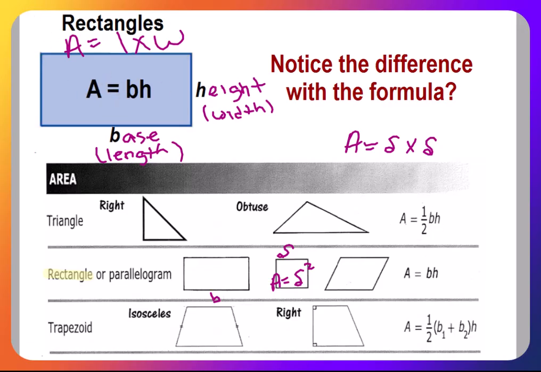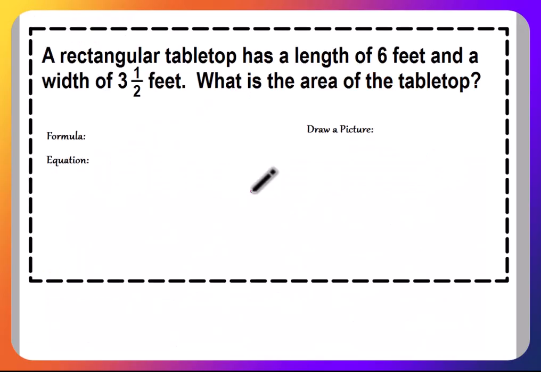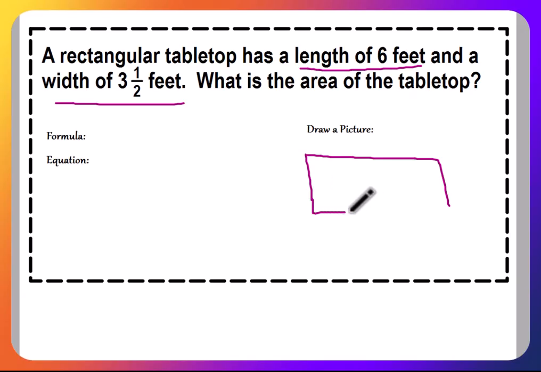Okay, let's do a couple examples. A rectangular tabletop has a length of 6 feet. Make sure you're annotating your word problems, and a width of 3.5 feet. A lot of times it's going to help draw a picture. So I'm just going to draw a rectangle and label the dimensions. The length is the same thing as your base, so that's going to be 6 feet. And the width is the same thing as your height, so that's the 3.5 feet.